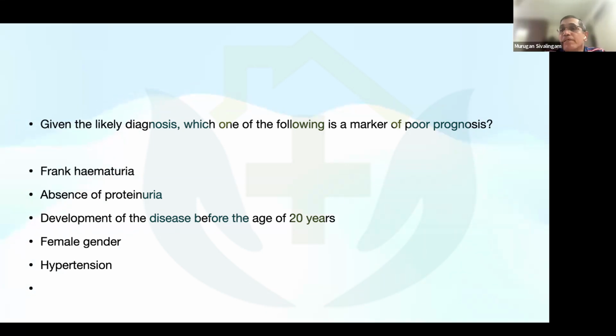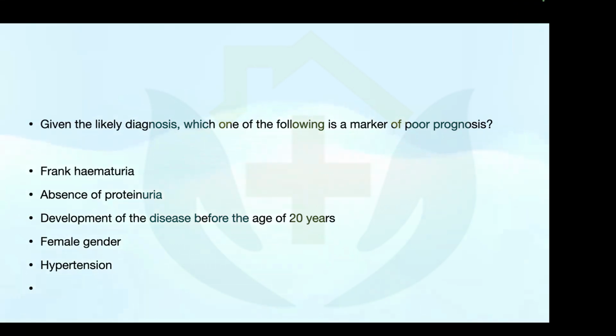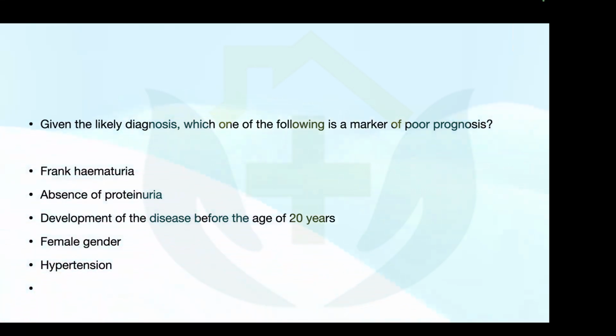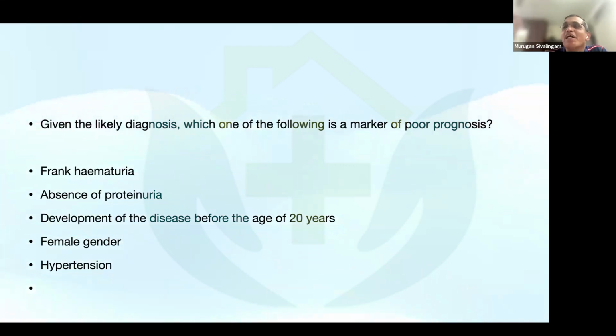So, which of the following is a marker of poor prognosis? That was the question. Frank hematuria, absence of proteinuria, development of disease before 20 years, female gender, and hypertension. Hypertension. Yeah. So remember that with regards to any kidney disease, the most important markers of prognosis are hypertension and presence of proteinuria. So the degree of proteinuria indicates a poor prognosis.